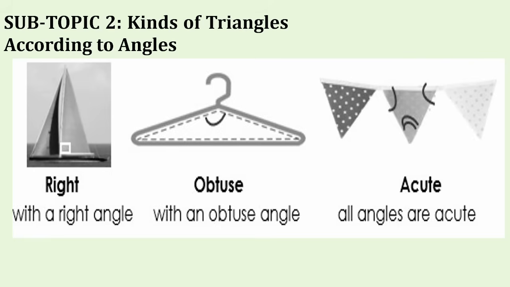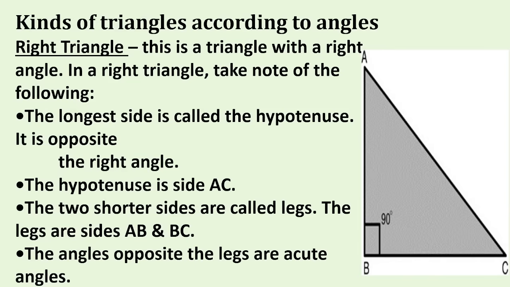Subtopic 2. Kinds of triangles according to angles. Right, with a right angle; obtuse, with an obtuse angle; and acute, where all angles are acute. Kinds of triangles according to angles. Right triangle. This is a triangle with a right angle.